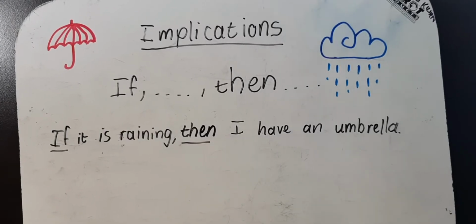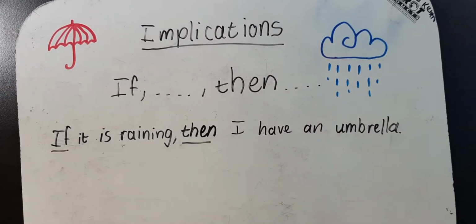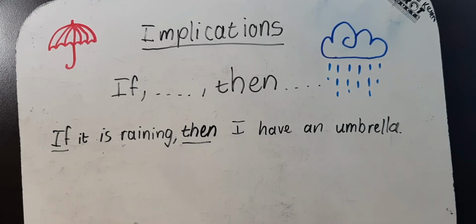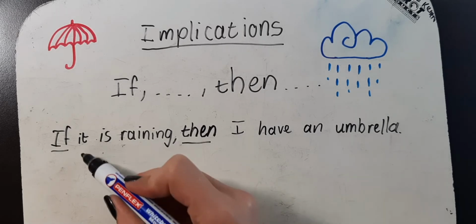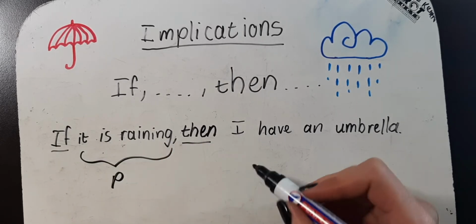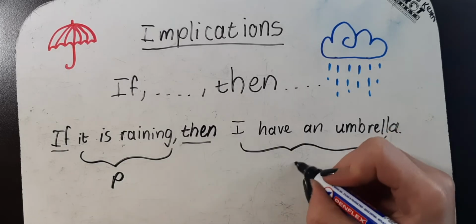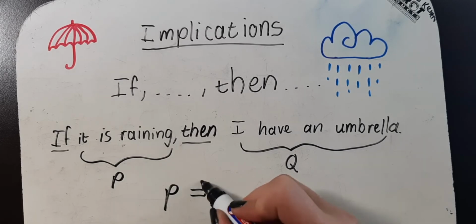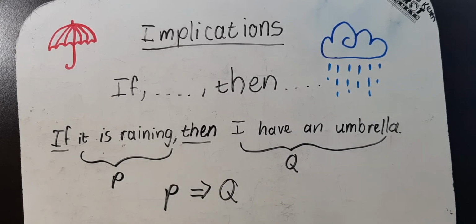Another important topic in logic is implications. An implication is an if-then statement. So an example is, if it is raining, then I have an umbrella. We can break this up into smaller statements. So it is raining can be statement P, and I have an umbrella can be statement Q. We can write this implication symbolically as P implies Q.